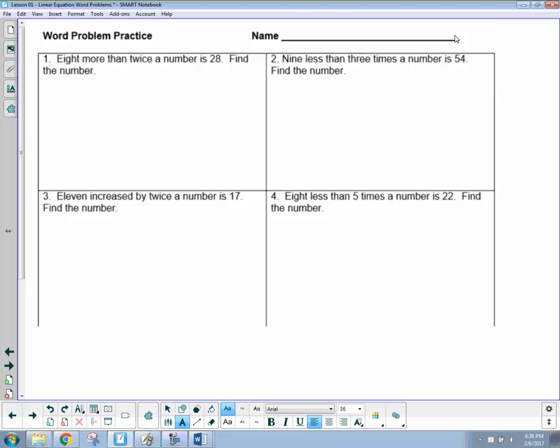Alright guys, this is going to be those word problem practices. I'm going to try to fly through this as fast as I can, or I may not even cover them all. But if I don't, I'll post the answer key for you, okay? Ideally, what I want you to do is try this on your own, and then check your work with the video, okay?